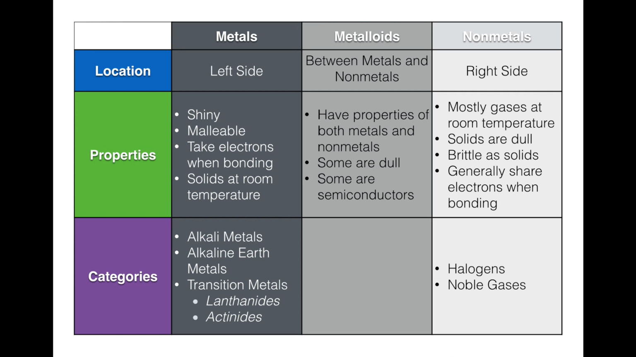The opposite, of course, are nonmetals. They're mostly gases. When they're solid, they're dull and they're brittle. They're weak, but they share electrons. Halogens and noble gases are examples of nonmetals, and nonmetals make up 99% of all elements in the universe as far as we know. And in between is a small group that we call metalloids. They have properties of both, so they're kind of a mixture of them.